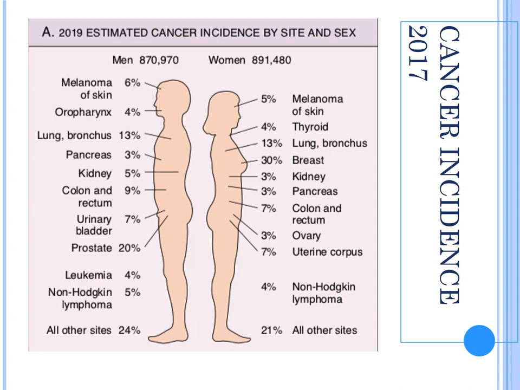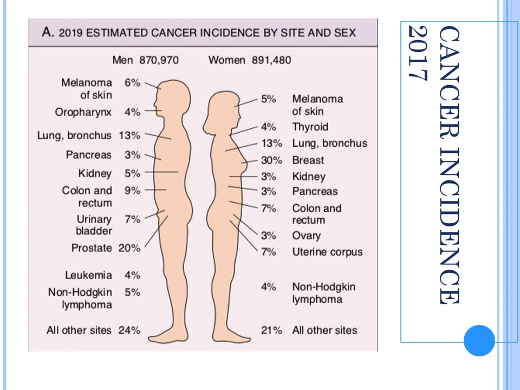Now, this was in 2017 already, and you can see that the highest incidence of cancer is in the prostate gland in the male, the lungs and bronchus, and then the colon and the rectum. In the female, it's still the breast, 30% in the breast, the lung and bronchus also, and colon and rectum. So second and third is the same for male and female, but the incidence is higher in the breast and in the prostate, according to the sex.